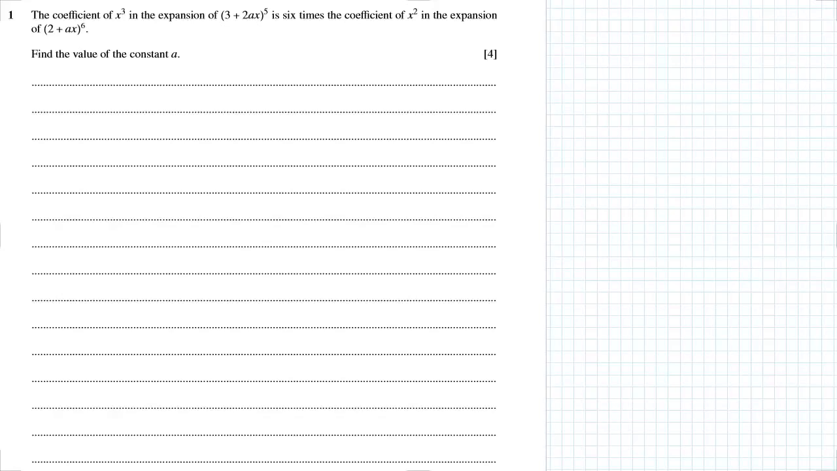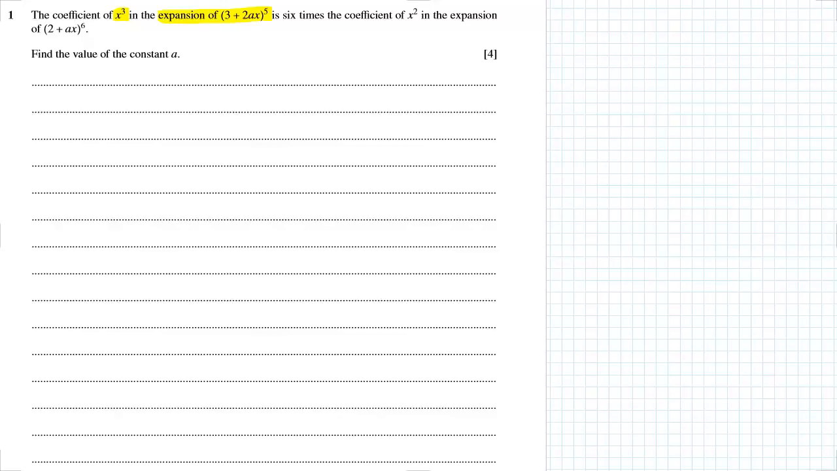One of the hardest parts in pretty much any question is trying to work out what the question is asking you to do. And we know how to do things, but then the question seems somehow very confusing. So in this one, take some time and break it down. The coefficient of x cubed in the expansion of (3 + 2ax)^5.